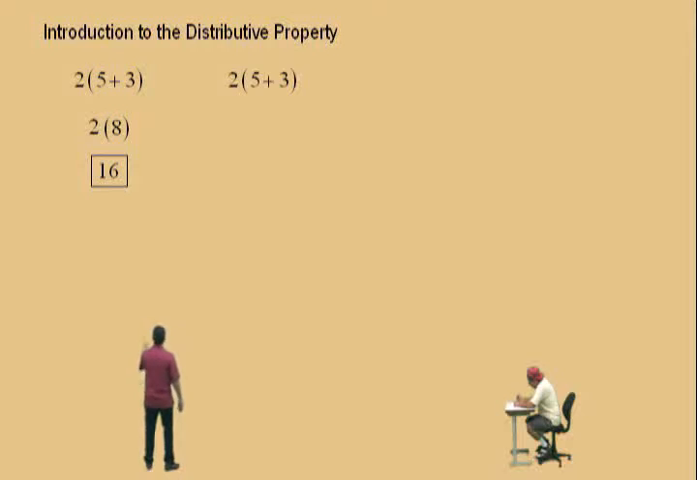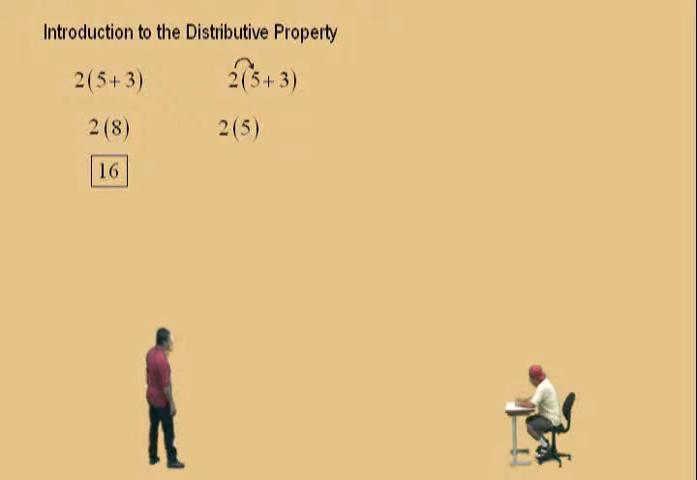Now, same problem, but now we're going to demonstrate the distributive property. Notice there's a 2 outside the parentheses. That 2 means you're going to multiply, but you don't have to add what's in the parentheses first. What we're going to do is distribute the 2 to the 5 and to the 3 by multiplication. Watch, Charlie. We first start with 2 times 5, so we'll bring that down.